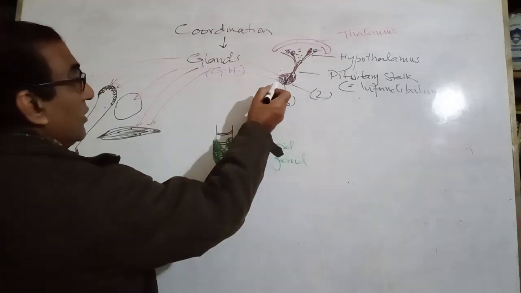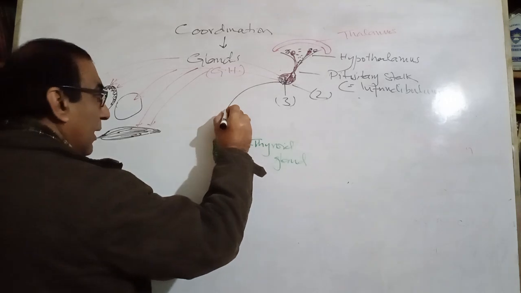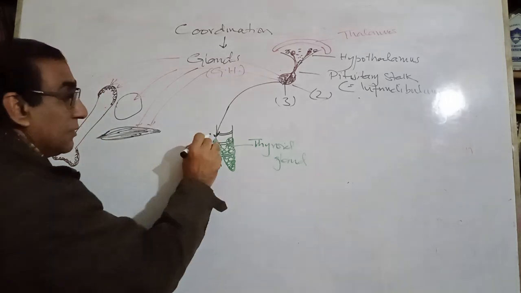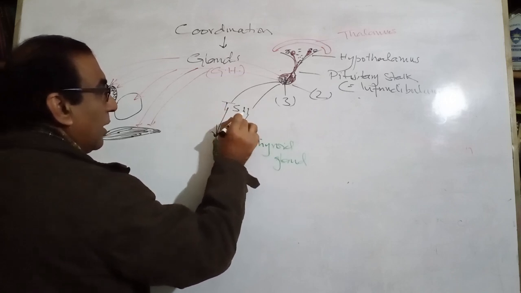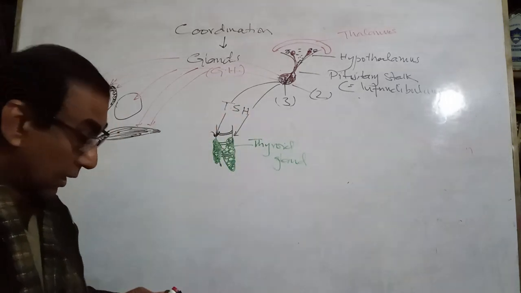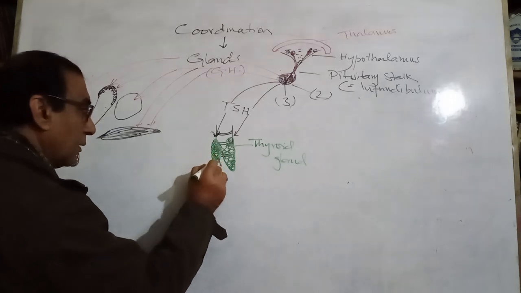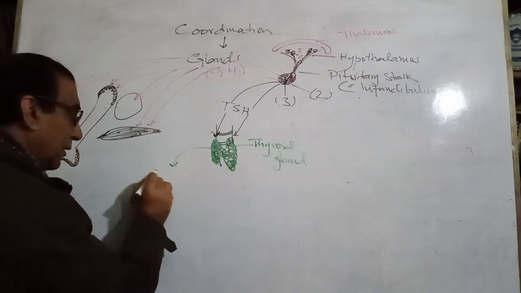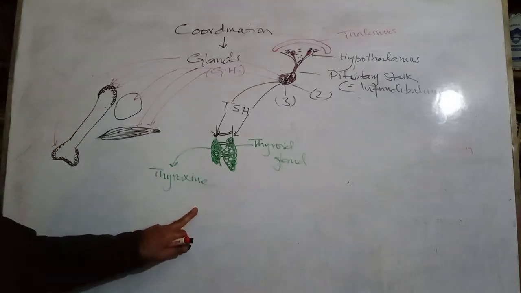Suppose here are the cells which produce what? Thyroid stimulating hormone. Their target cells are what? Thyroid cells. This is thyroid stimulating hormone. And what is the response? The response is production of what? Thyroxine. This is thyroxine.